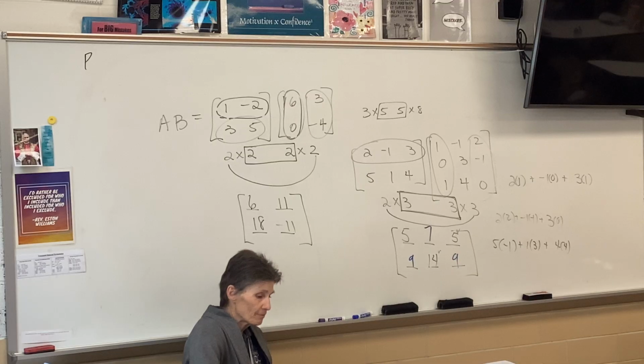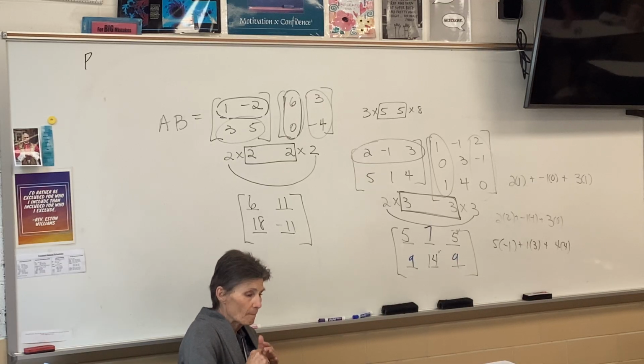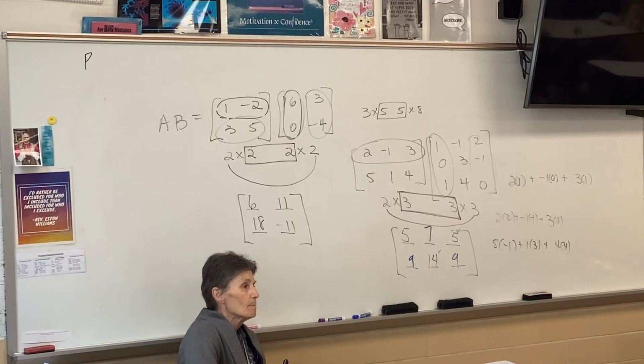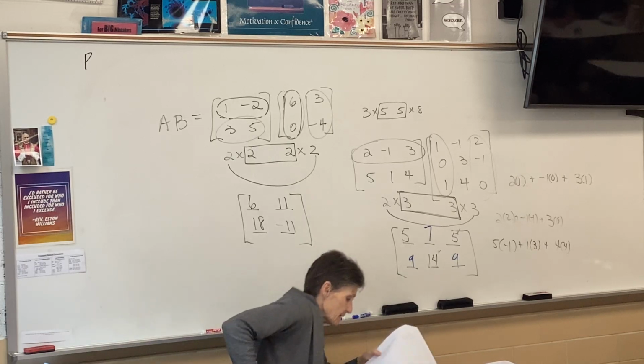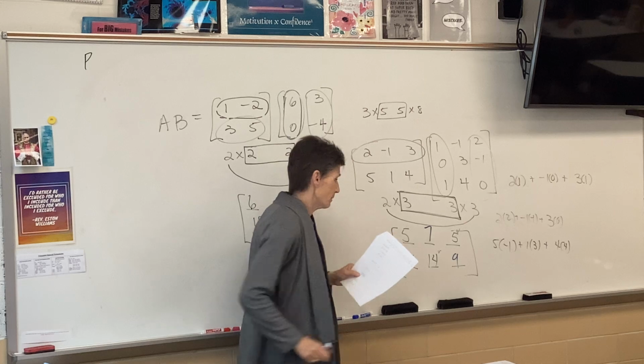All right, how about F? A times C? Can't do it because A's a 2 by 2, C's a 3 by 3, and the dimensions don't match. The inside dimensions don't match. Royce, you got that? Okay. All right, E. One more multiplication problem.